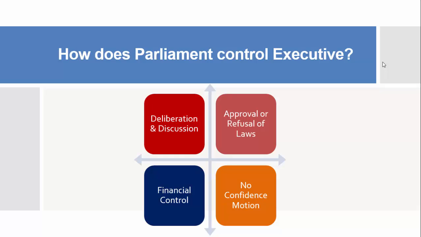Another instrument is approval or refusal of laws. The approval of Parliament is necessary for the passage of a bill. No doubt the executive enjoys the support of the majority party, but on various occasions it becomes difficult for the government to get a bill passed, particularly when it does not have majority support in the Rajya Sabha. This leads to bargaining and negotiations with the opposition members and even with their own members.